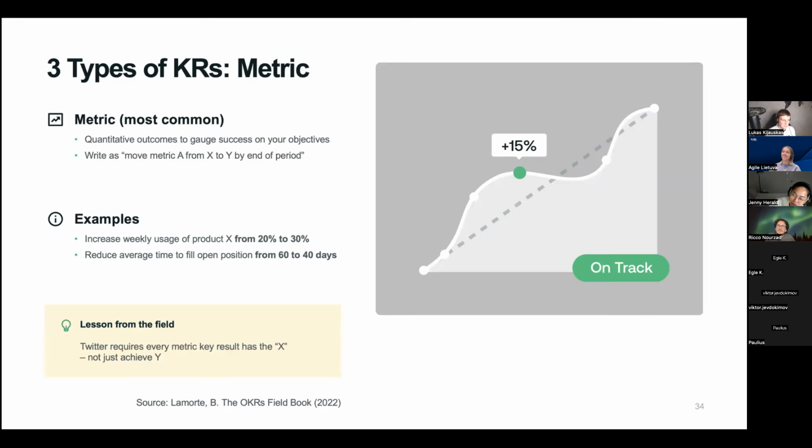In terms of key results, there's really 3 basics. The first is the metric. This is the most common. We need to go from X to Y, and X to Y could be up and to the right, or it could be below some threshold, or down and to the right. But it's moving a number, some directional.